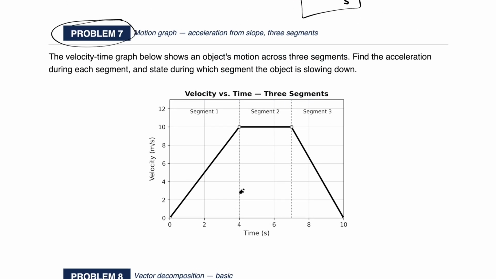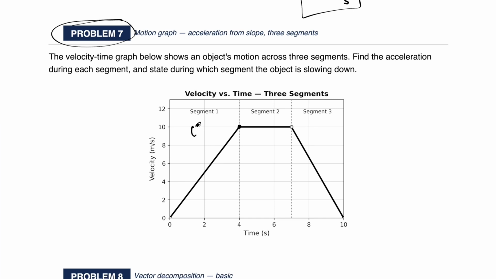All right. We have a velocity time graph that shows an object's motion across 3 segments. Find the acceleration during each segment and state during which segment the object is slowing down. So the slope of a velocity time graph is acceleration, right? Which I went over in one of my videos. So let's find the slope at each one of these segments. That's what's going to give us the acceleration at each one of these segments.